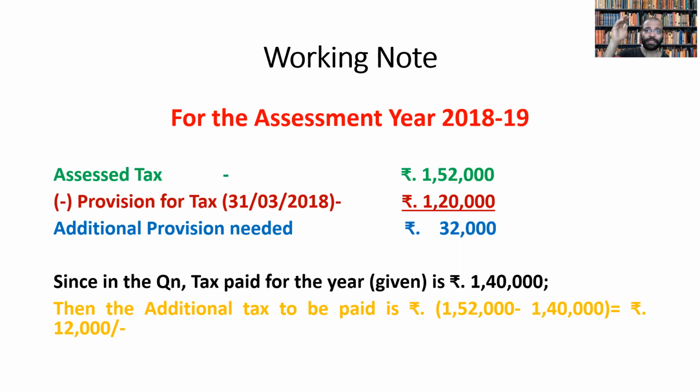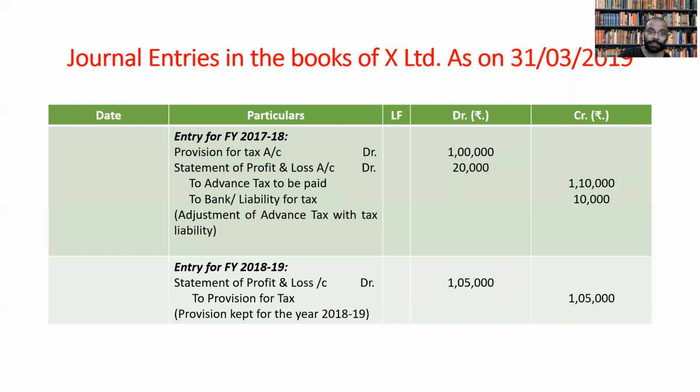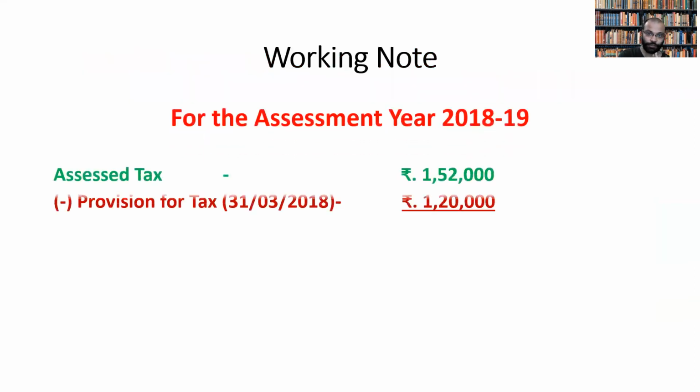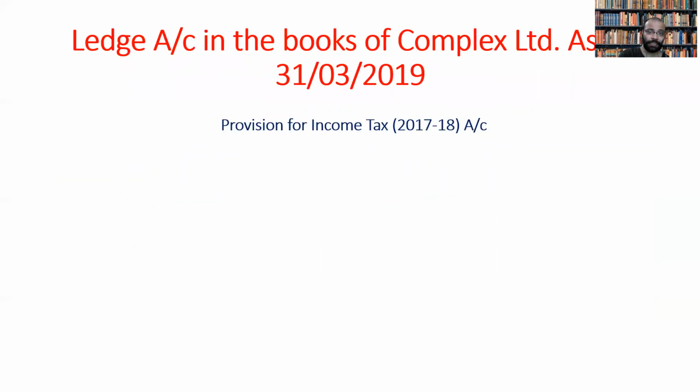So we have seen that. We have seen the first part, that is the journal entry: provision for tax account debit, statement of profit and loss account debit. To the advance tax to be paid to bank, or the liability for tax. So we've seen this. Substitute the values like that only for the journal entry here too. So keep that in mind. And with that knowledge, we are going to start with the ledger account.